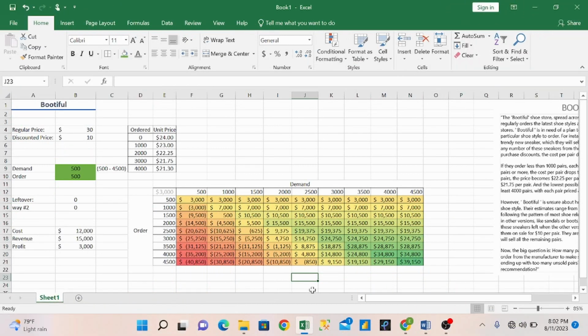If you are the manager of Bootiful now, and this is what you're working with, all you have to do is just be looking across. If you order 2,500 pairs of shoes, what demand should you be shooting for? So in this case, you should be shooting for 3,500 demand. So as you can see, as demand goes up, profit goes up too. So I hope you really took a lot from this video. Until next time.